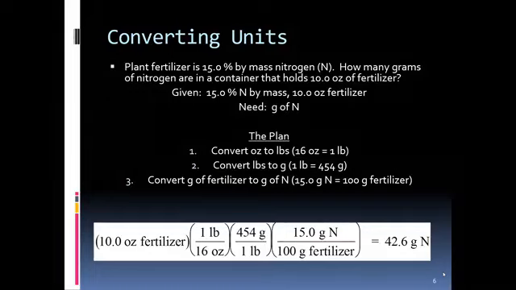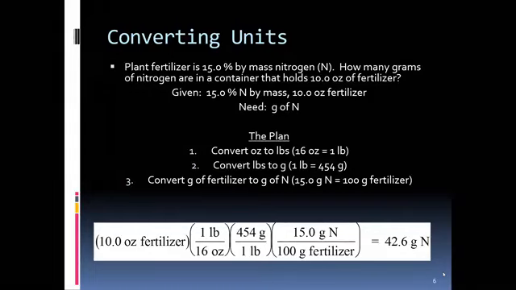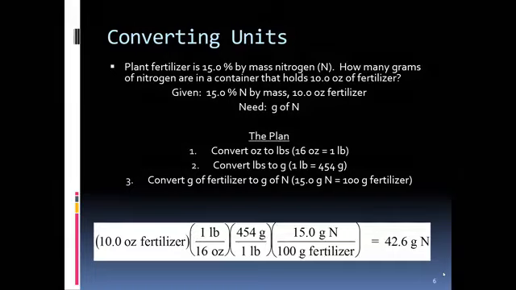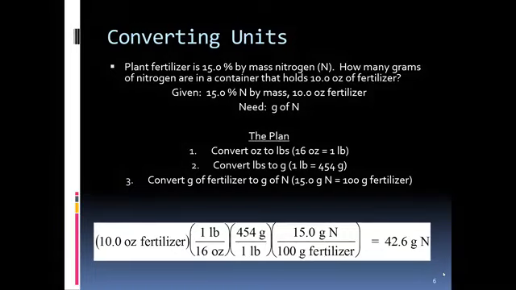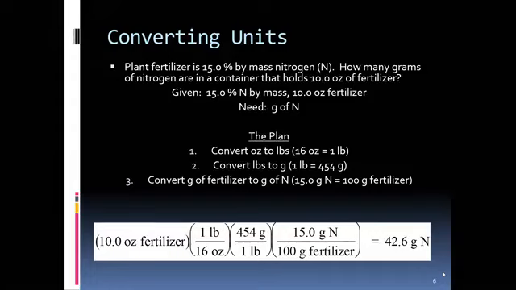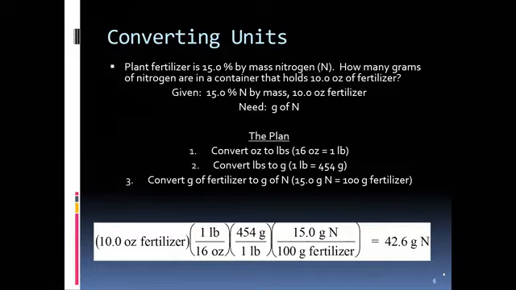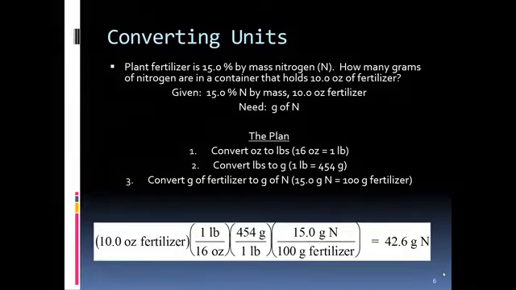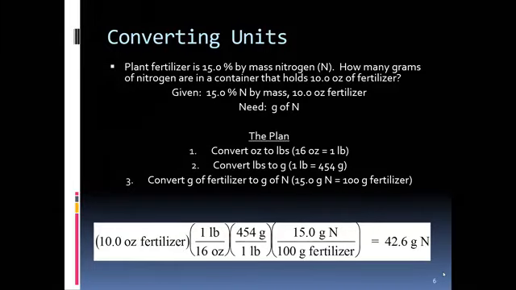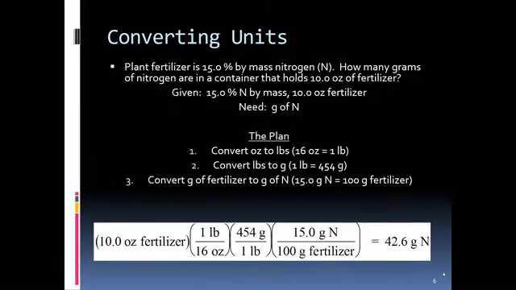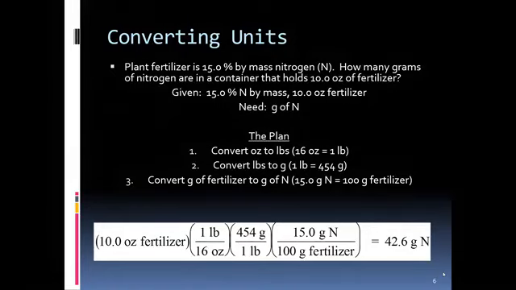Finally, in step 3, we have grams of fertilizer. We want to get rid of grams of fertilizer, and we want to get our desired unit, which is grams of nitrogen. We place the 15.0 grams of nitrogen in the numerator or on top. Place the 100 grams of fertilizer on the bottom. Grams of fertilizer cancels, and if you perform this calculation, you'll end up with 42.6 grams of nitrogen.